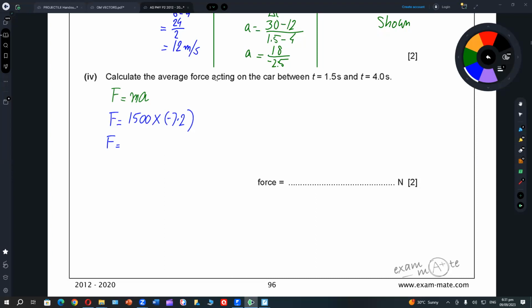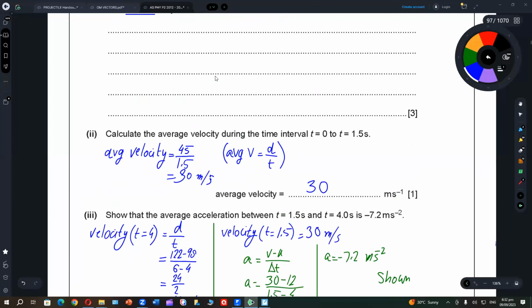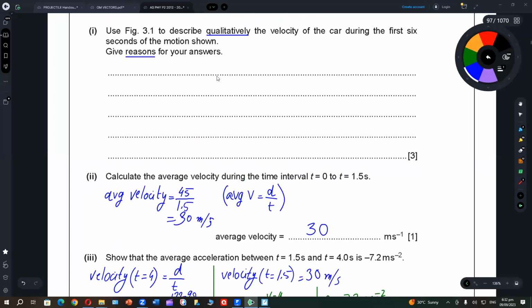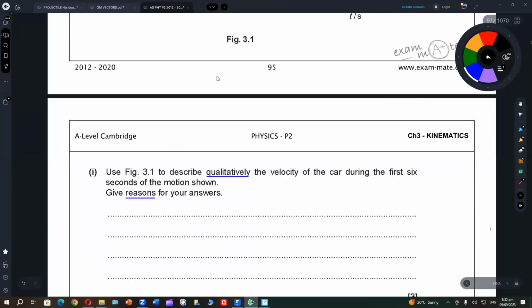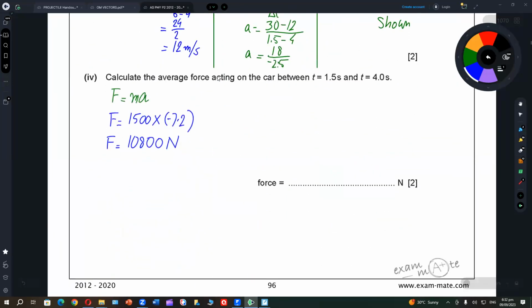108,000 newtons. Then a famous discussion is there: how to control the number of significant figures. In the question, everywhere the examiner has used 2 sig fig. Look, all the examiner's data is 2 sig fig. So I can use 1, 1, and then I will put 3 zeros.